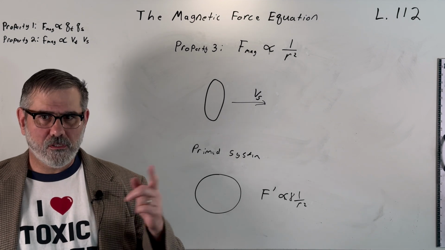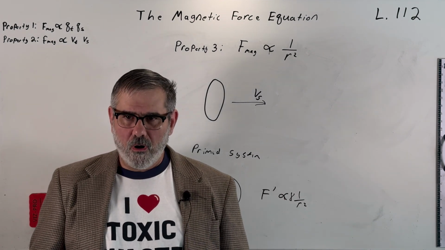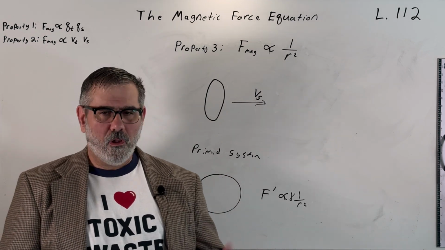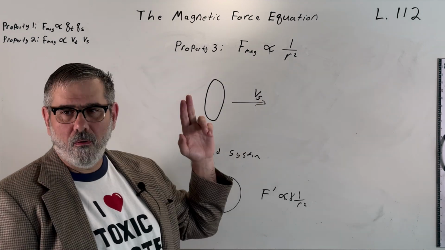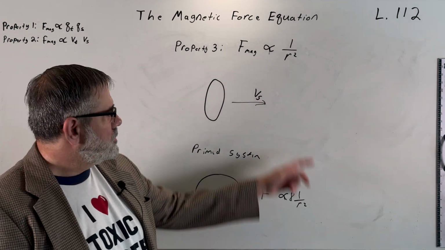We had 1 over r because it was a long straight wire, and the electric field from a long straight wire goes like 1 over r. For point charges, they go like 1 over r squared. And so that will follow us back to the lab frame. So our magnetic force will have a 1 over r squared dependence in general. That could change for various geometries, but for point charges anyways, it'll be 1 over r squared.